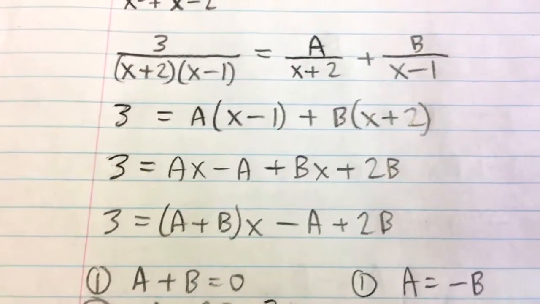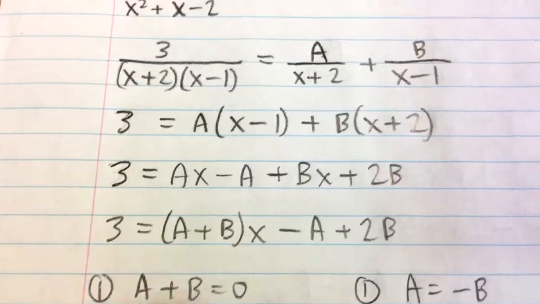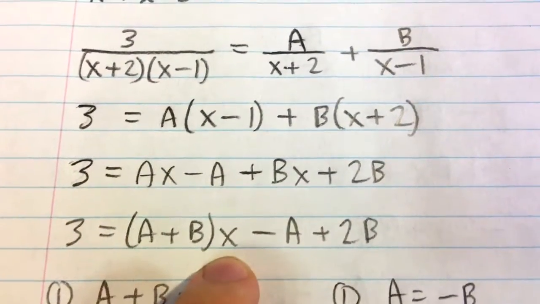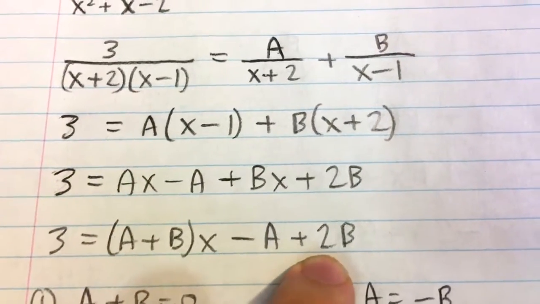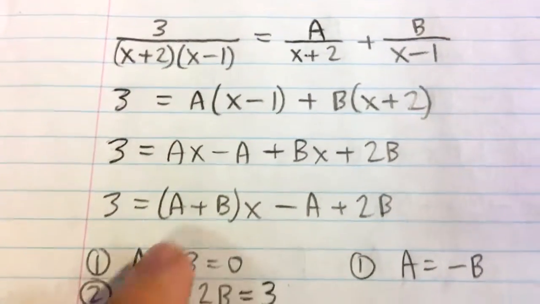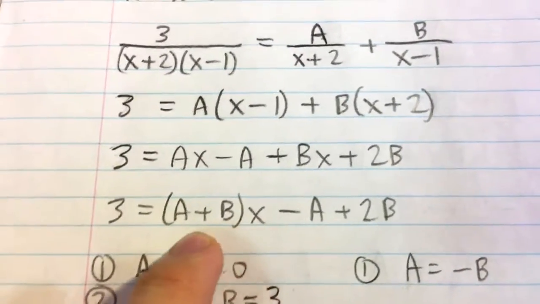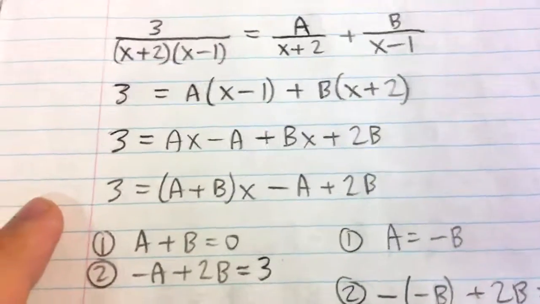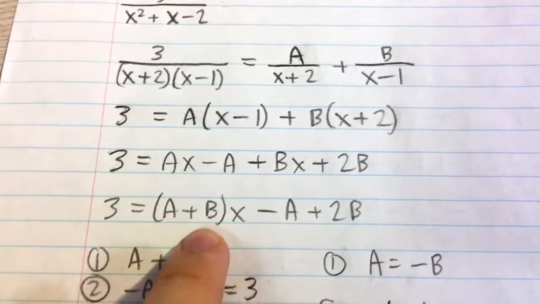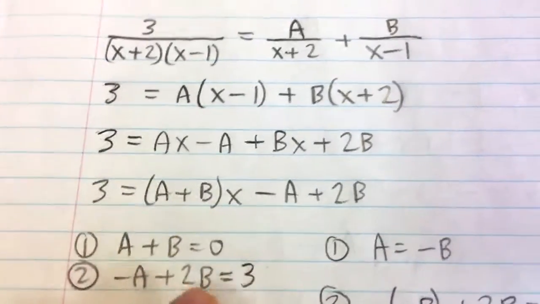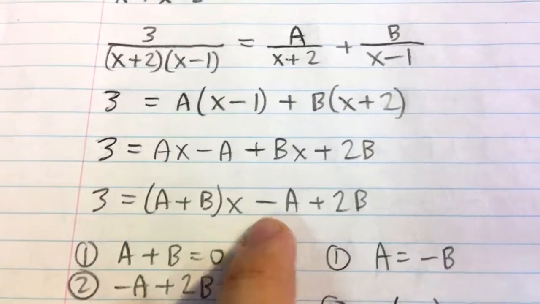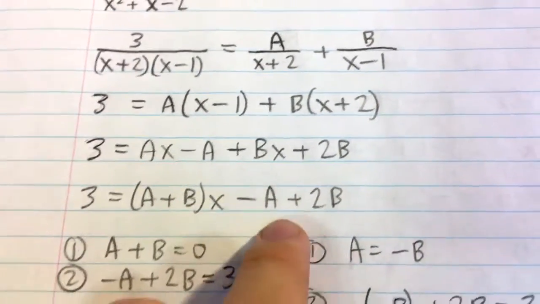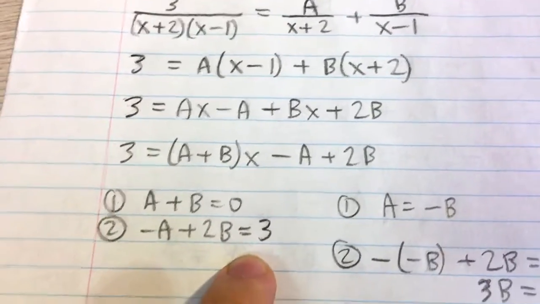And now I'm going to equate the coefficients by factoring out the x from the x term. So I have A plus B times x, and then the constants will be negative A plus 2B. And so you can see here that A plus B must be equal to 0. This coefficient must be equal to 0 because on the left side of the equation there is no x term. So in other words, for the left side to be equal to the right side, A plus B has to be equal to 0. Also, for the left side to be equal to the right side, this constant 3 has to be equal to the sum of the constants here. And so negative A plus 2B equals 3.